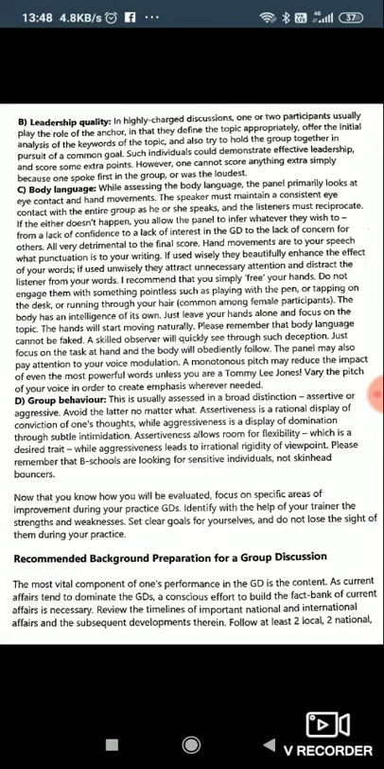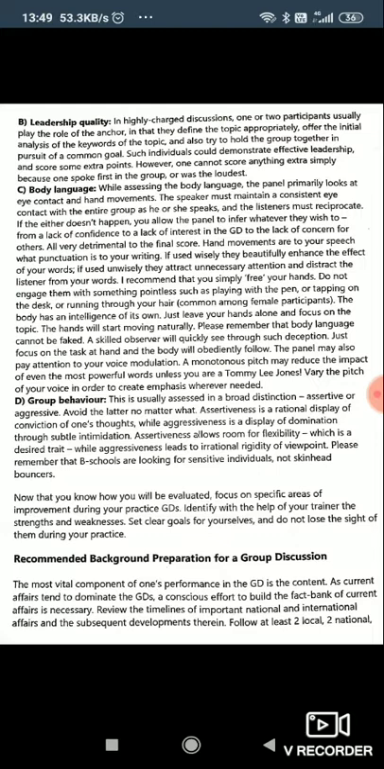I'm here with my next video, and the topic is body language. While assessing the body language, the panel primarily looks at eye contact and hand movement. The speaker must maintain consistent eye contact with the entire group as he or she speaks, and the listeners must reciprocate. If either doesn't happen, you allow the panel to infer whatever they wish to, from a lack of confidence to a lack of interest in the GD to a lack of concern for others, all very detrimental to the final score.